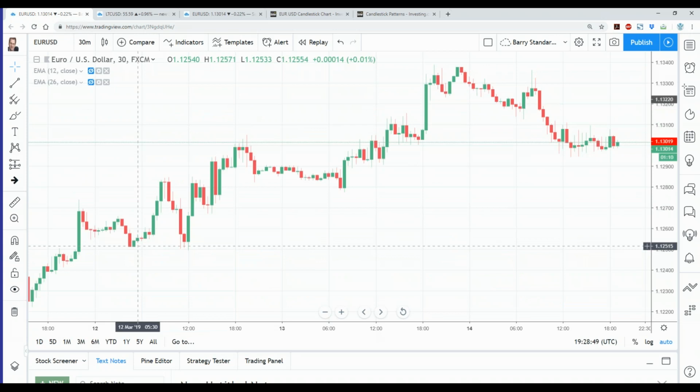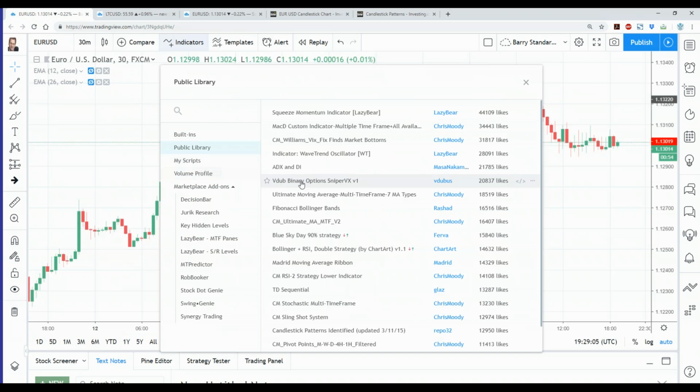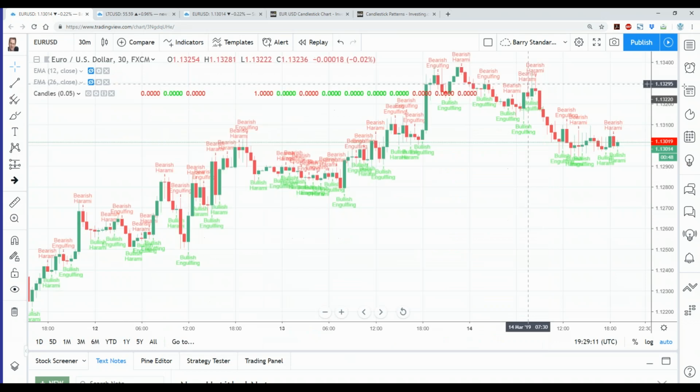There are ways today, because we have these computerized charts, that make it a lot easier. There are scanners out there, there are programs, there are scripts. So here we're looking at TradingView charts. If we just go up here to indicators, and we come over here to scripts, and scroll down, we can see here candlestick patterns identified. Just click on it, and it's just like an indicator.